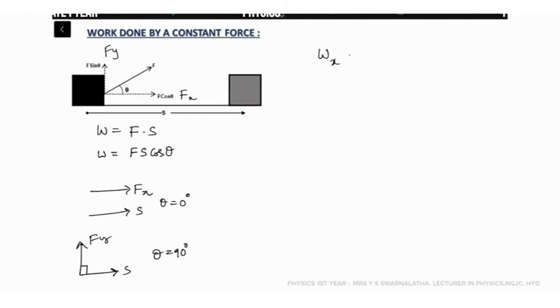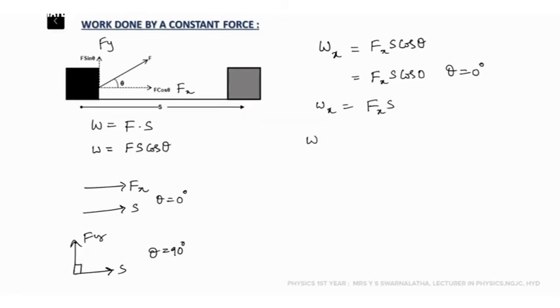We'll calculate the work done by the horizontal component of the force. W అంటే fs cos theta అని తెలుసు కదా. సో wx is equal to fx s cos theta. సో 0 theta బదులు 0 రాసాము. సో cos 0 is equal to ఎంత అవుతుంది 1. సో wx is equal to fx s.